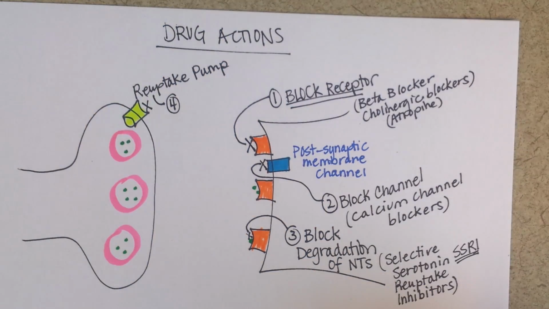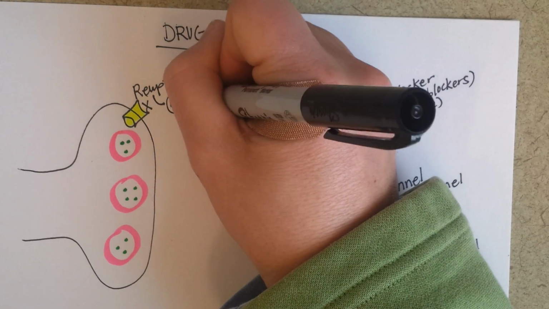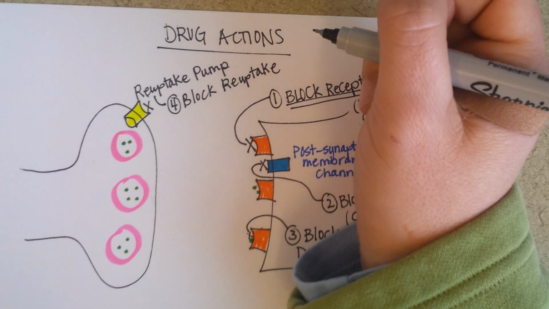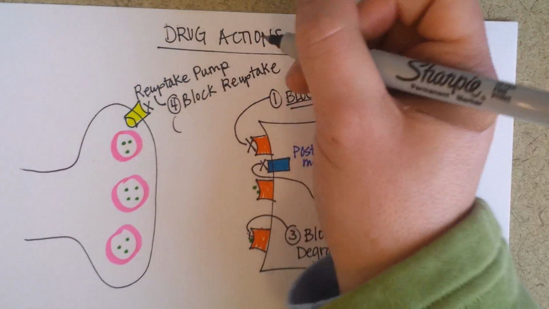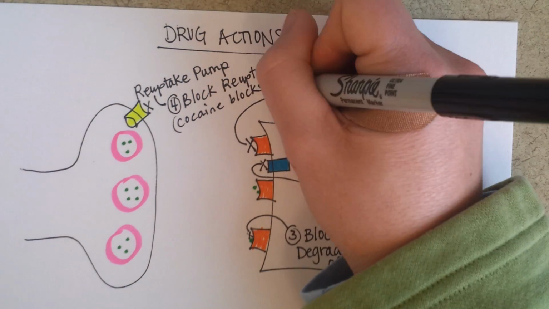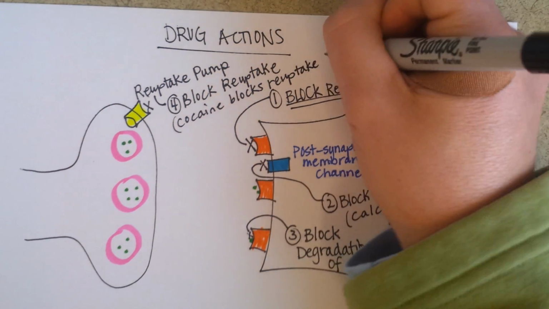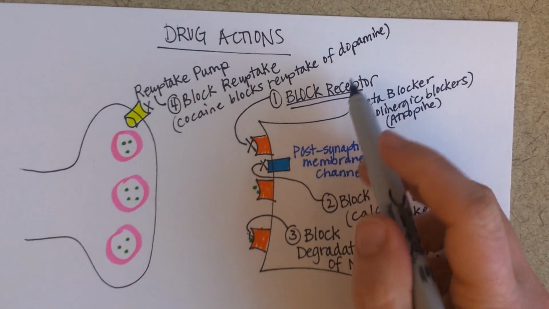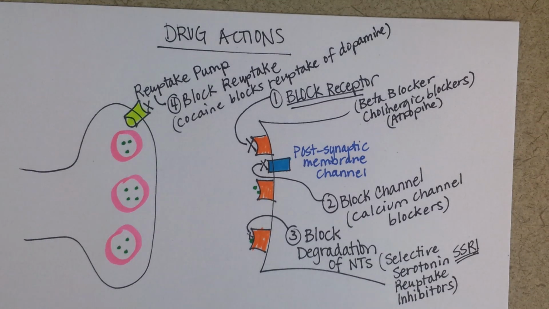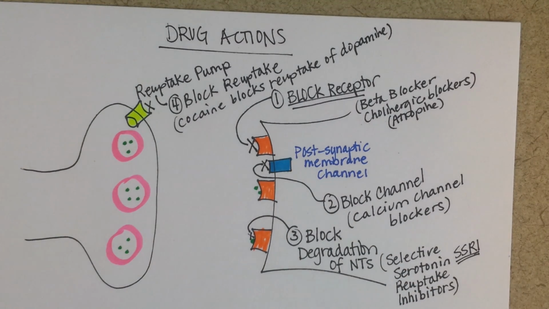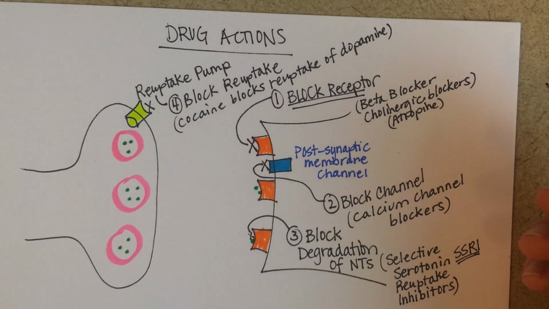What if you were to block the action of that? Block reuptake. And for example, this is how cocaine works. Cocaine blocks reuptake of dopamine. So what you end up with is more dopamine in the synaptic cleft, so it has a longer effect on the postsynaptic membrane. And dopamine is a feel-good transmitter or neurotransmitter, so that's why cocaine makes you feel good.